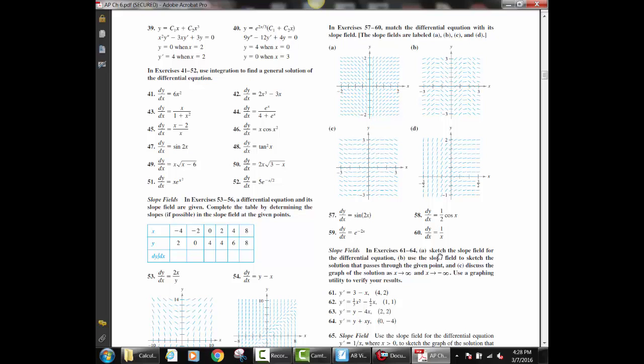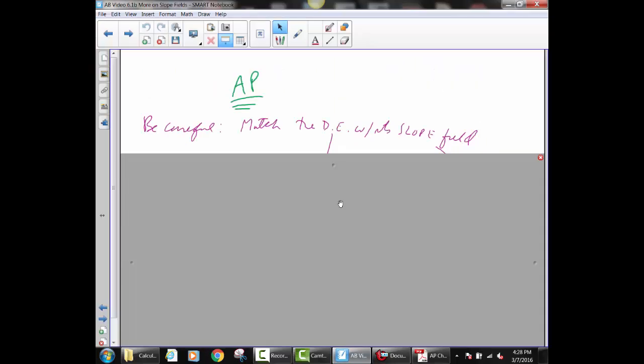Now you've got to be careful, because don't misinterpret and say, oh, I'm looking for the graph of y equals sine 2x. That's not what you're looking for. You're looking for the graph of some function y whose derivative is the sine of 2x, okay? Over here, number 60, whose derivative is 1 over x. You are not looking for the graph of 1 over x, so you have to pay attention to that. All right.